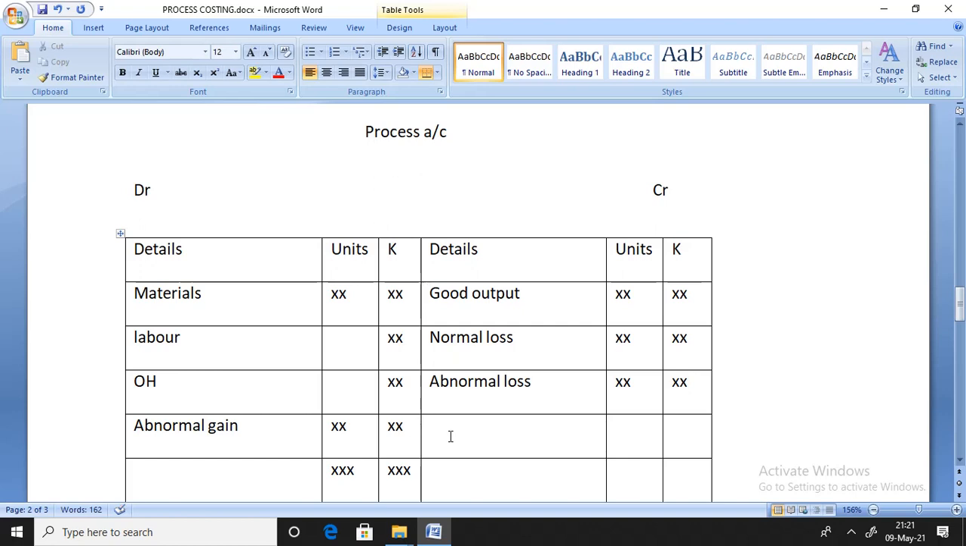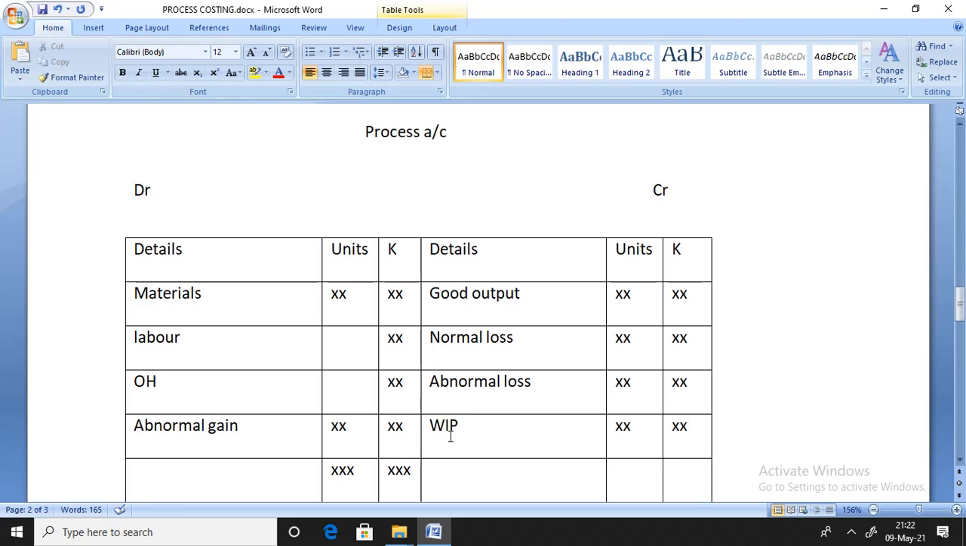Then you have other things that may happen. If you have work in progress, it comes on the credit side. You have to record how many units of work in progress, and the value of work in progress. But always remember that for work in progress units, you need to calculate the value using the equivalent units model.